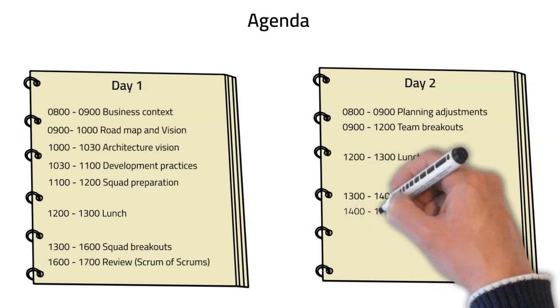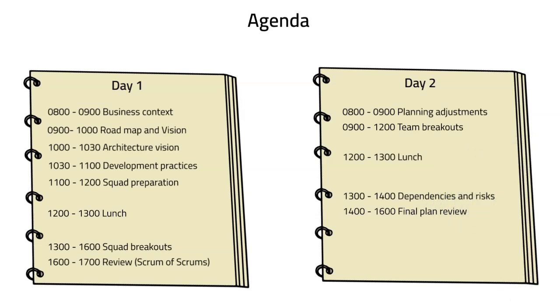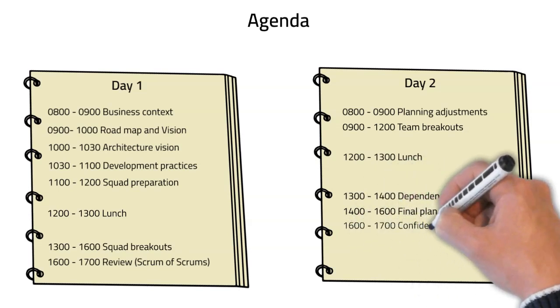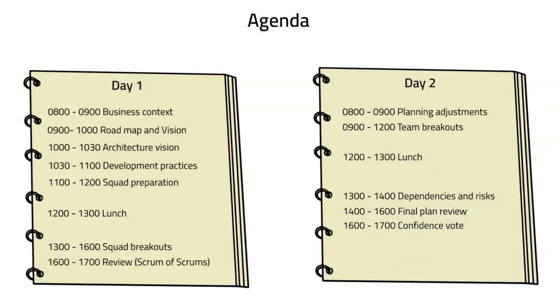There would be a final plan overview where every team would present their final plan to the entire tribe. And this would be closely followed by a confidence vote, where every single member of the tribe gets to vote on their level of confidence as to whether they believe that this program increment will be successful or not. And we'll talk about that more shortly. So let's dive a little deeper into each of the points on the proposed agenda.